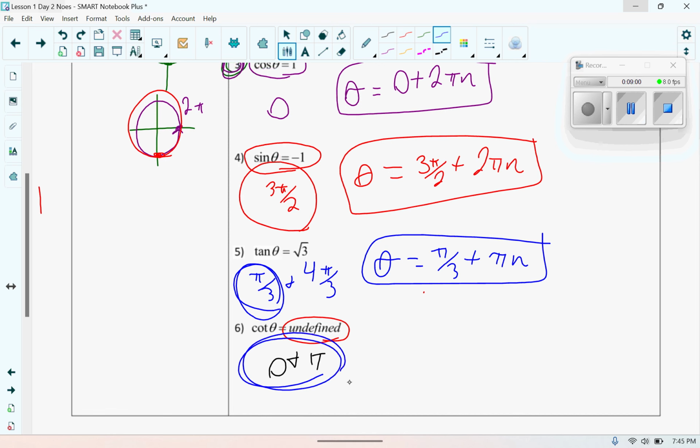Same thing with this one. It happens 2 times around the unit circle. So I'm going to say theta is equal to 0 plus pi n. And again, you could have said pi plus pi n. Either one of those is fine.